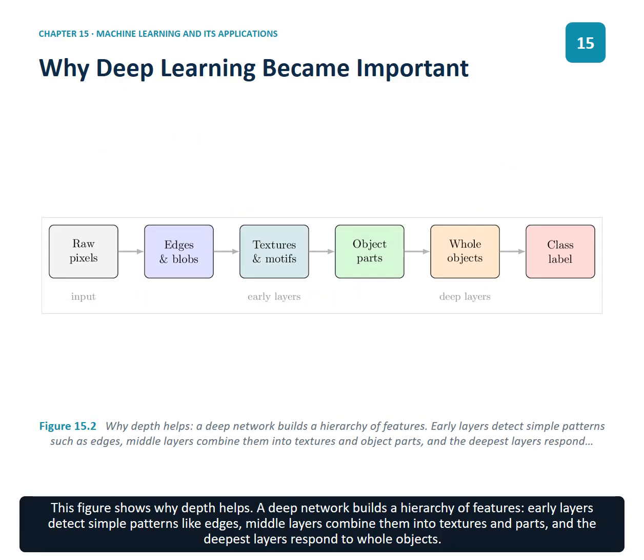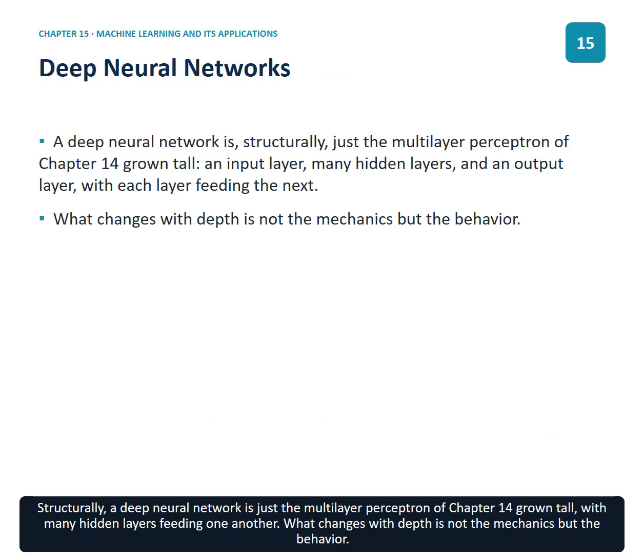This figure shows why depth helps. A deep network builds a hierarchy of features. Early layers detect simple patterns like edges. Middle layers combine them into textures and parts, and the deepest layers respond to whole objects. Structurally, a deep neural network is just the multi-layer perceptron of Chapter 14 grown tall, with many hidden layers feeding one another. What changes with depth is not the mechanics, but the behavior.